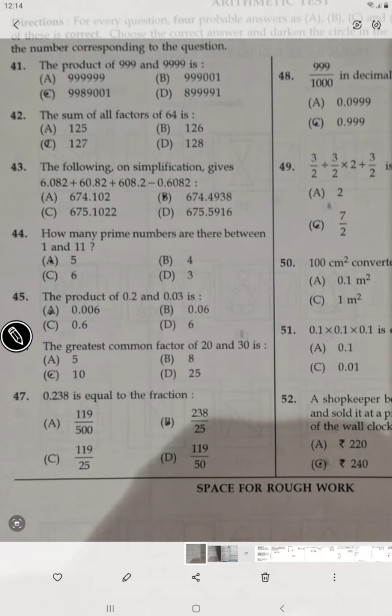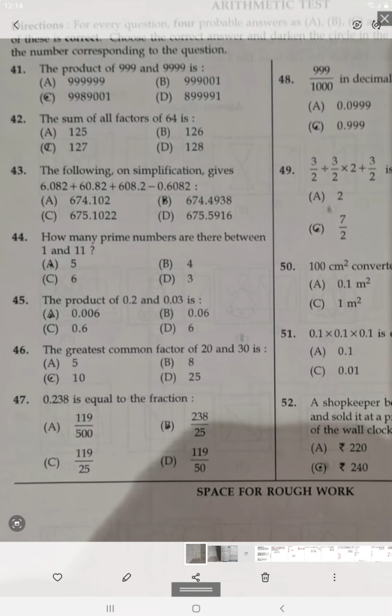Let us move on to question number 43. Here we just have to add the first 3 decimal numbers and then subtract the last one. So here 6.082 plus 60.82. Here I put 0 because it doesn't have any value. You can put multiple zeros also, it doesn't carry any value.